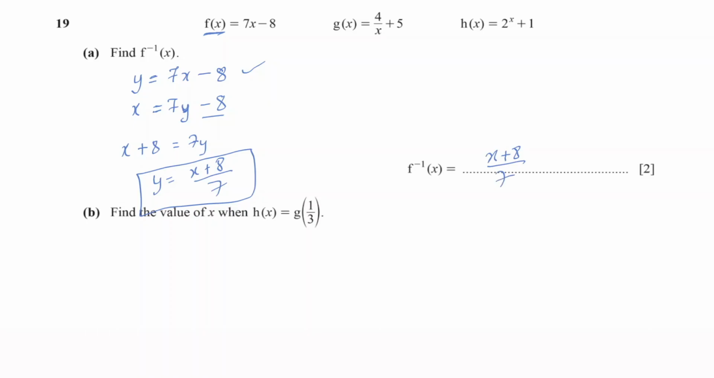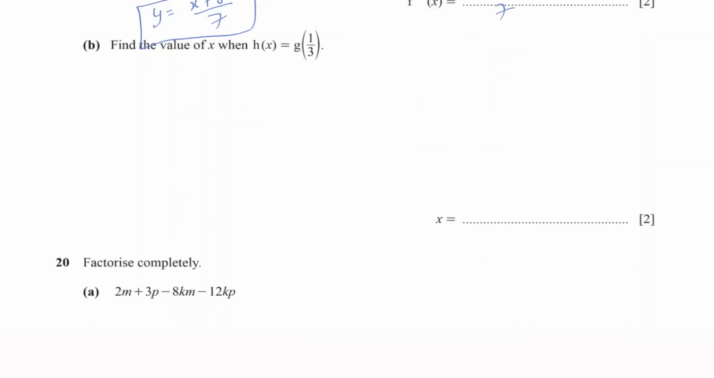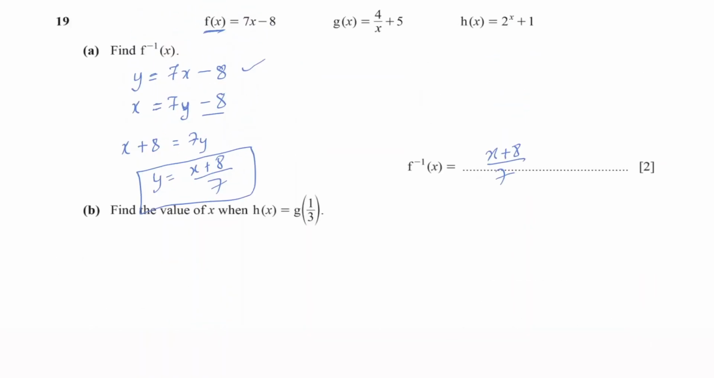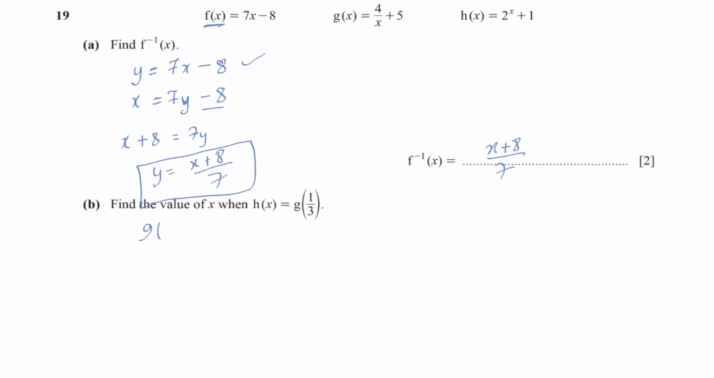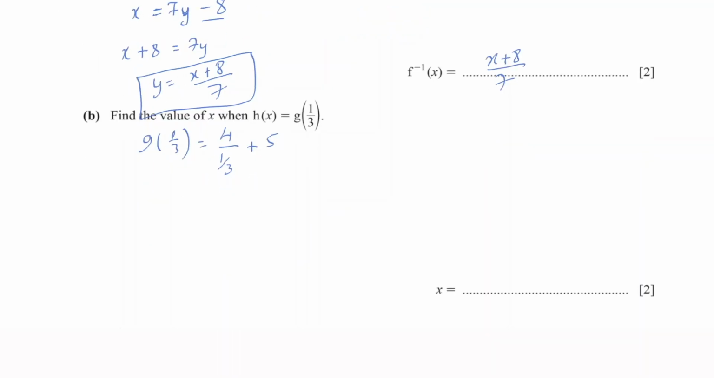Part B. Find the value of x when h of x is g of 1 by 3. Okay. First, let's find out what g of 1 by 3 is. So g of 1 by 3 will be equals to, see, in this equation, can you see g of x over there on the top? In this equation, we have to put the 1 by 3 where the x is. Okay, 4 by, we have to put 1 by 3 and plus 5. So I'm trying to find out g of 1 by 3. So g of 1 by 3 will be equals to what? So this 3 will go up and be multiplied with 4.